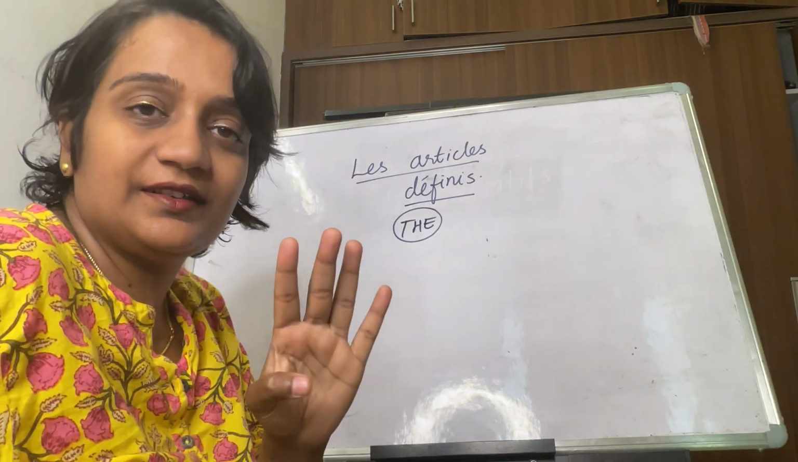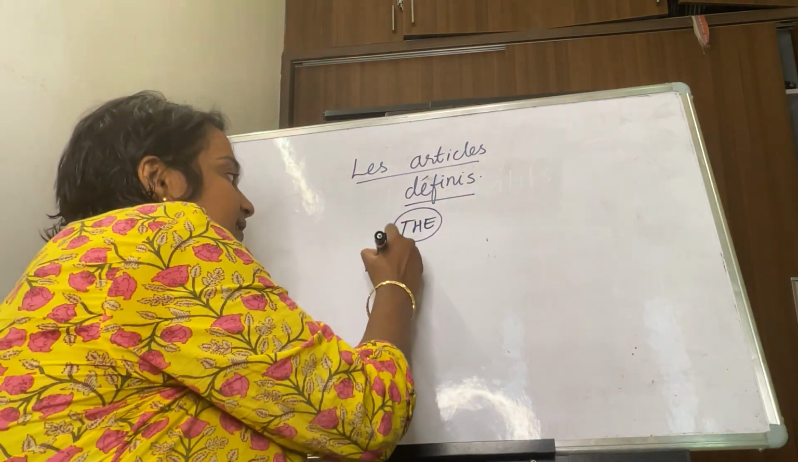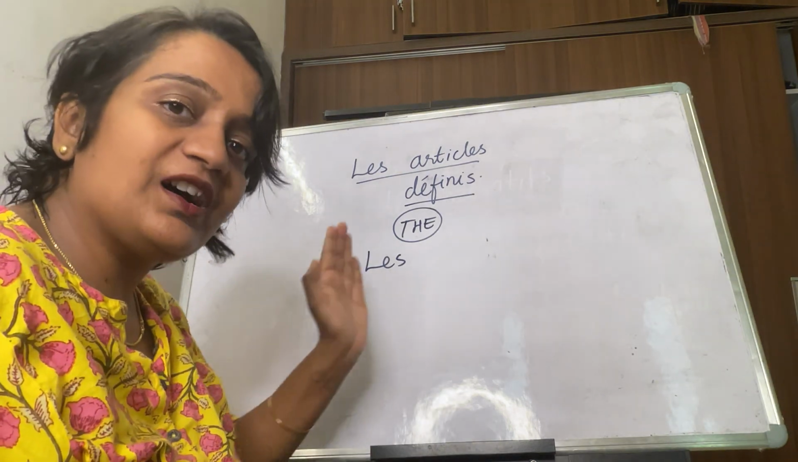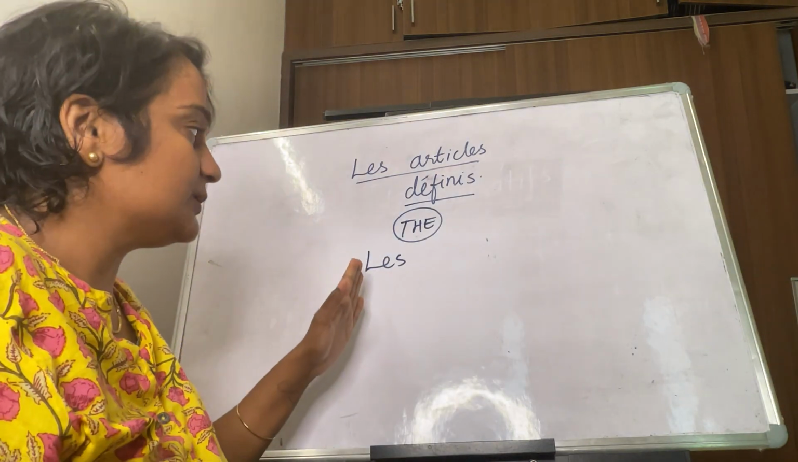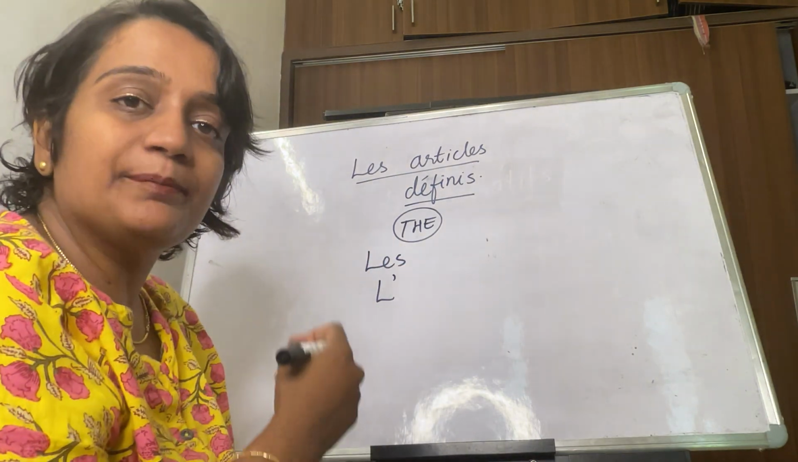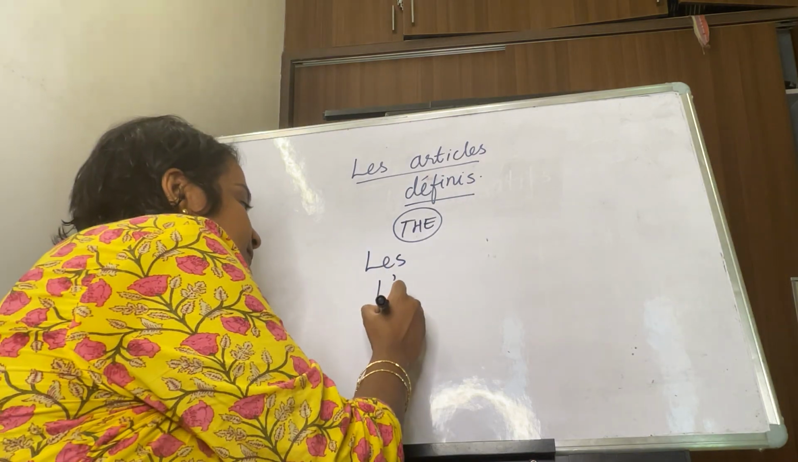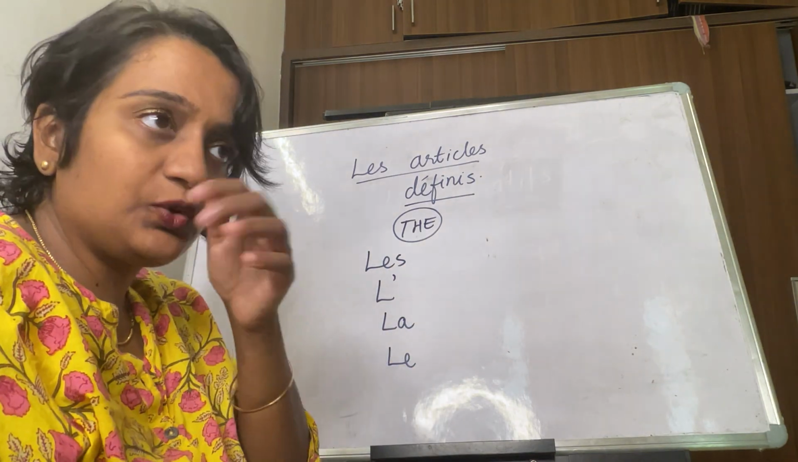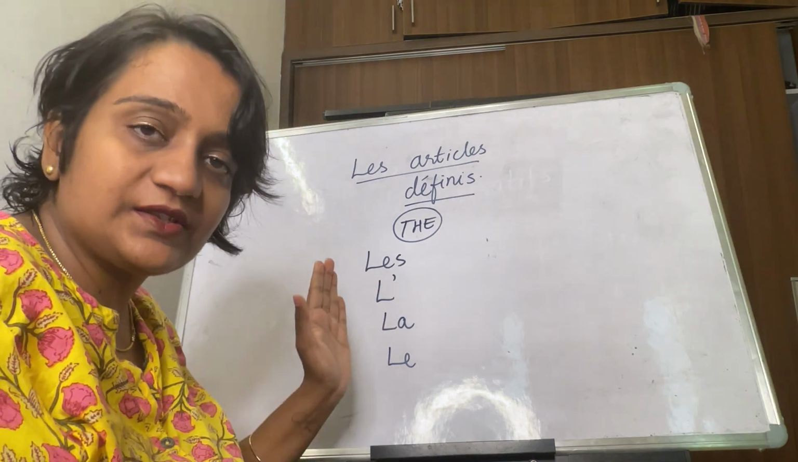There are 4 the's in French. Let's look at it in a precise order. The order is very important to get your answers right. Okay, so we'll start with les, l or l apostrophe, la and l. Okay, don't mix up the order. Please follow only this order.